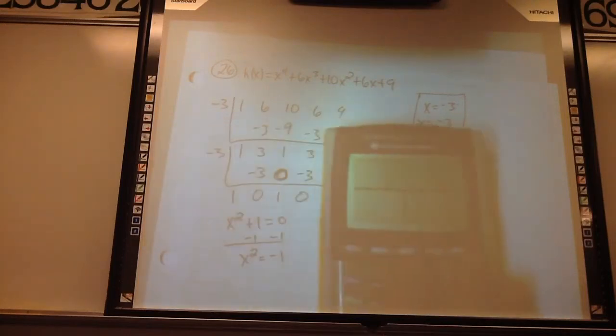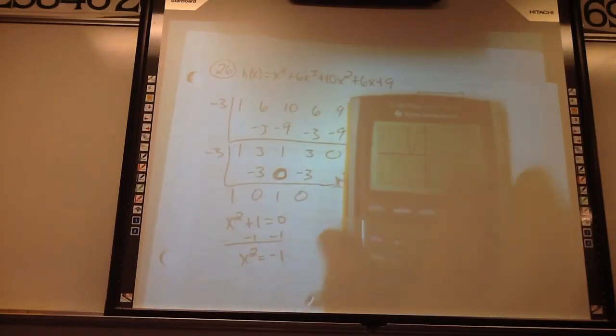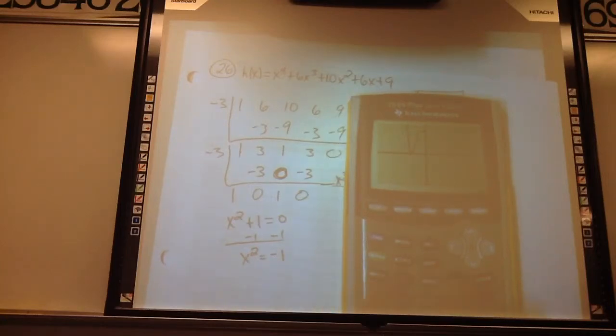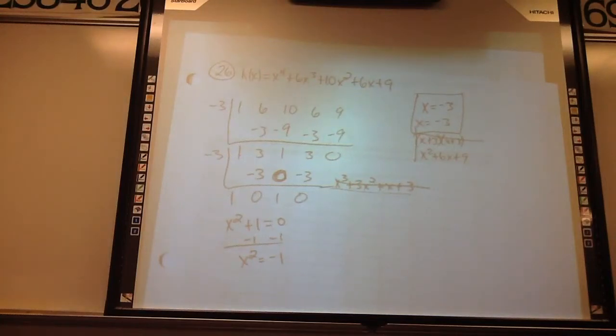Here's a big hint. Do you see this thing hit the x-axis anywhere else? No. So what do you think that means about the other two roots? They're going to be imaginary. Square root of negative 1 is i. So x equals plus or minus i. So there are your 4 answers.